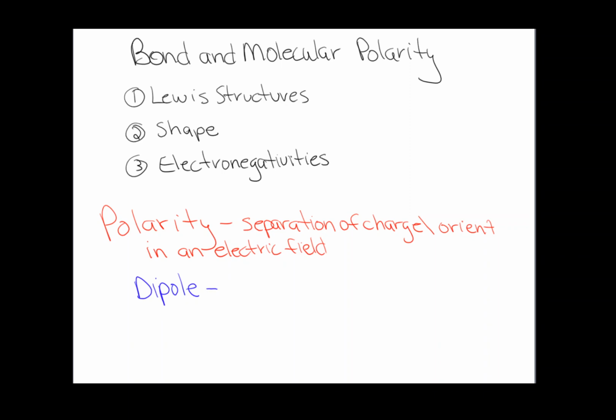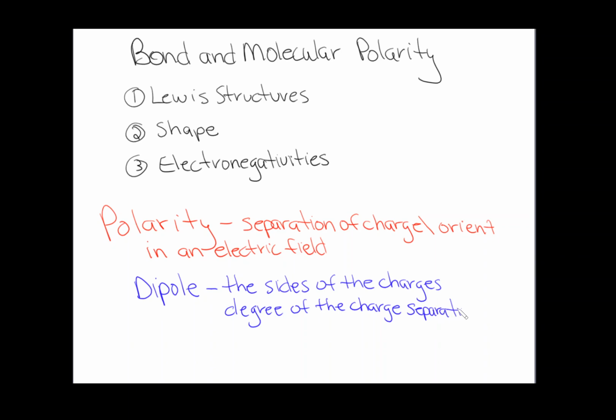A dipole is basically the sides of the charges. Okay, and that sounded really lame, but you kind of get where I'm going there. So it's basically a quantitative measurement of the degree of the charge separation. So a dipole means there is a separation, and then you can have really big dipoles, or you can have smaller dipoles, depending on how far apart those are, or the magnitude, if you will.